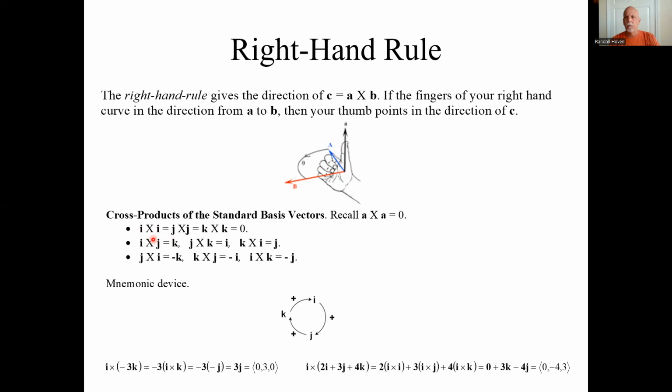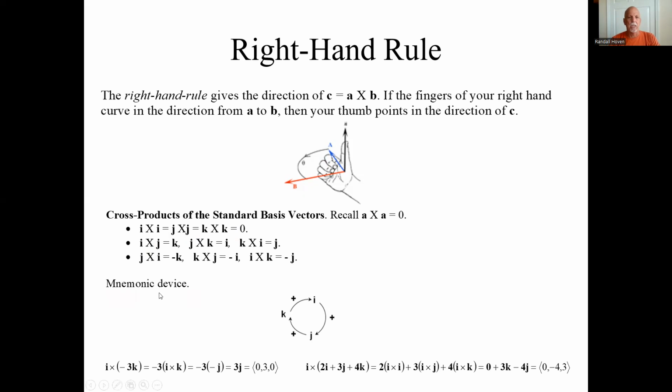Any standard basis vector crossed with itself is 0, right? Because any vector crossed with itself is 0. Any standard vector crossed with one of the other two, you'll get the third, plus or minus a sign.